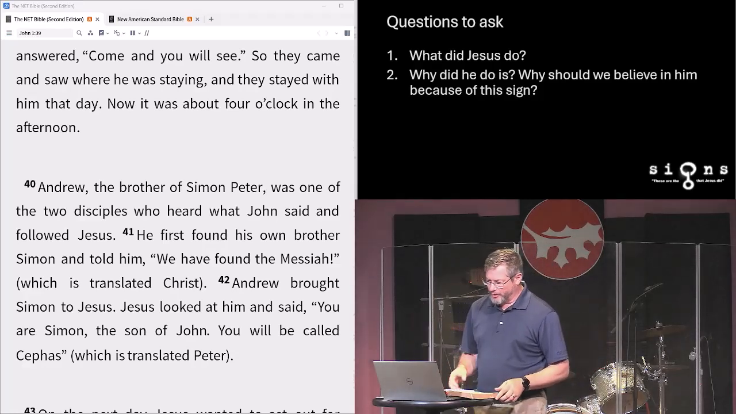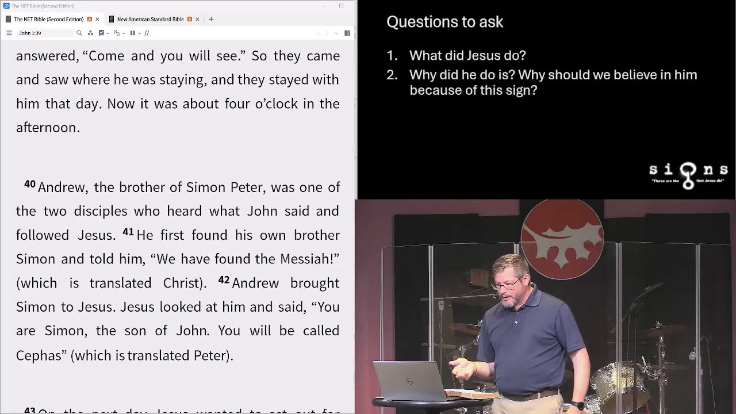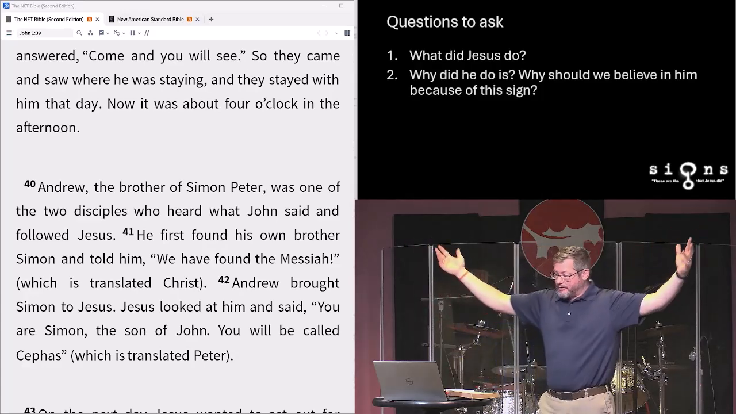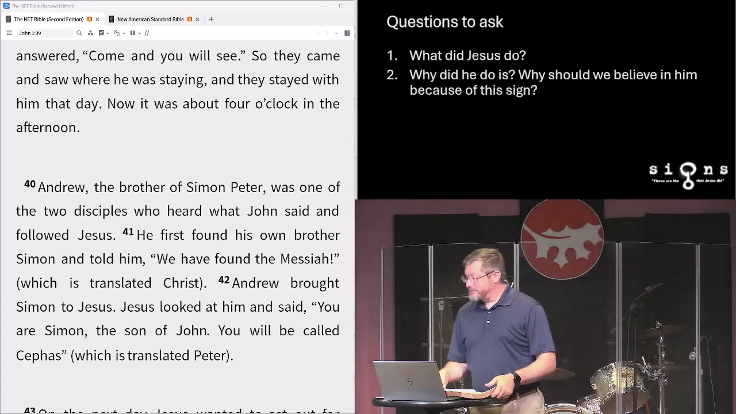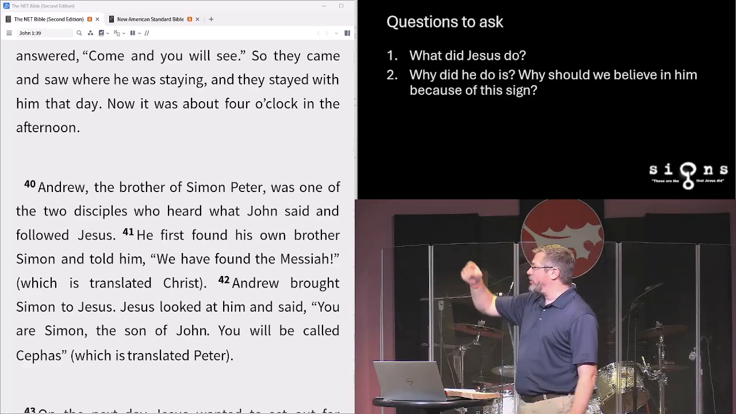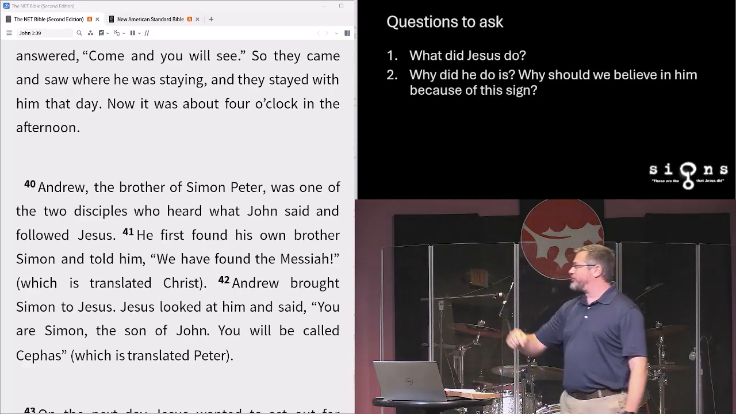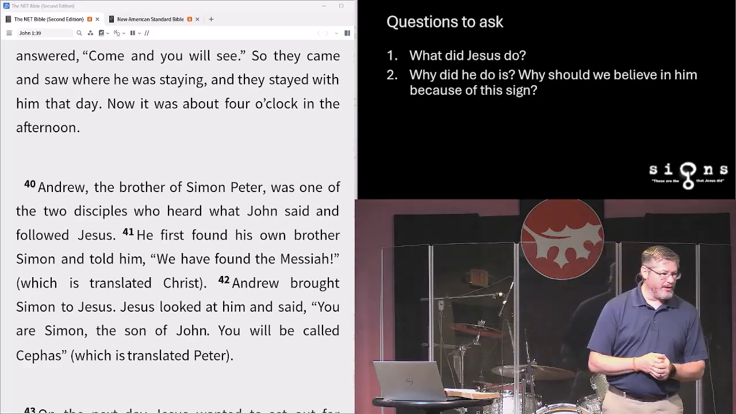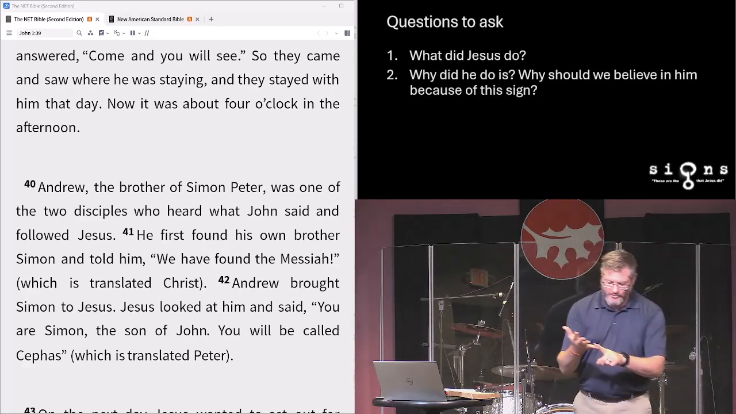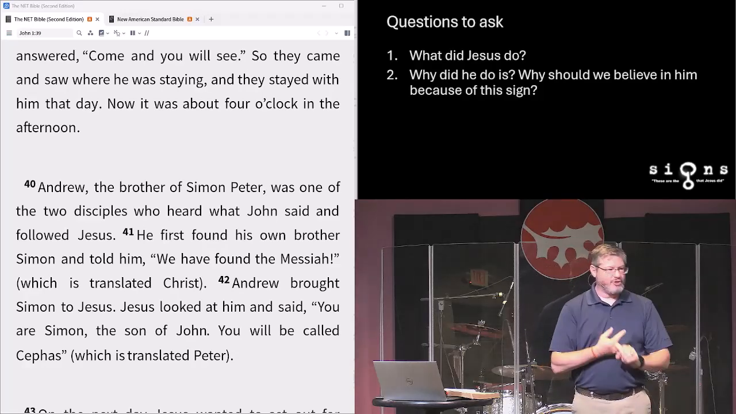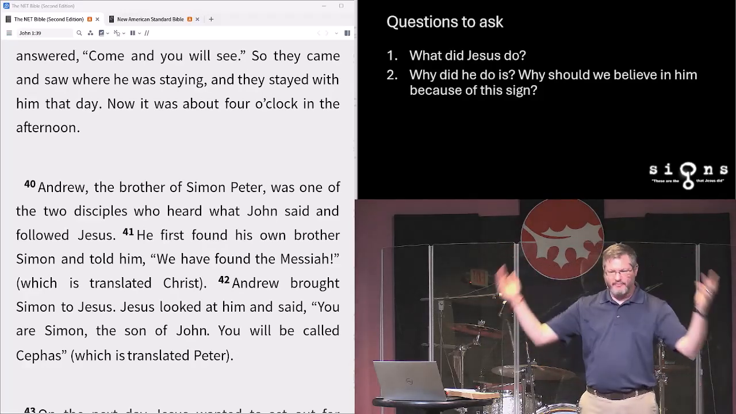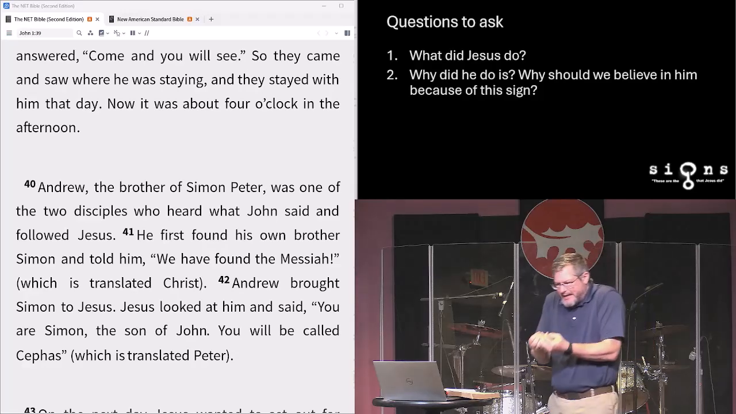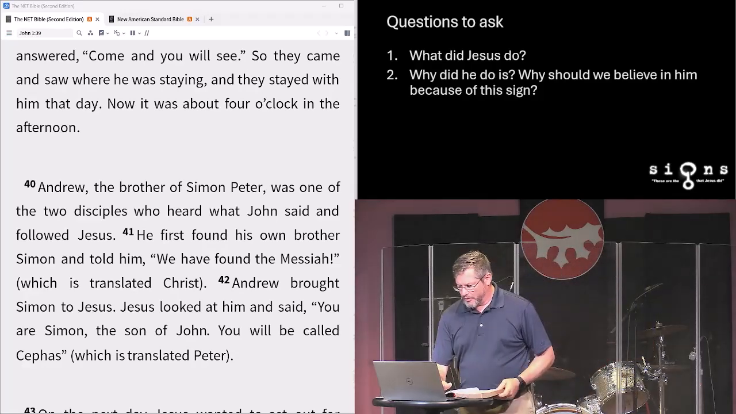Andrew first found his own brother Simon and told him, "We found the Messiah, the Christ." Andrew brought Simon to Jesus. Jesus looked at him and said, "You are Simon, son of John. You will be called Cephas," which is Aramaic. It means Peter. Okay, so now we have Andrew, we have Peter, we have John. These names sound familiar, right? And they're beginning to follow Jesus.